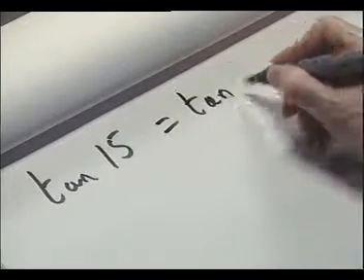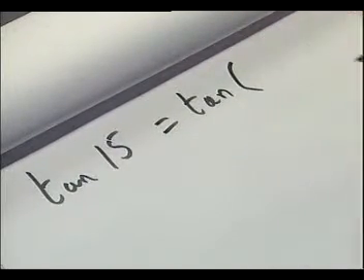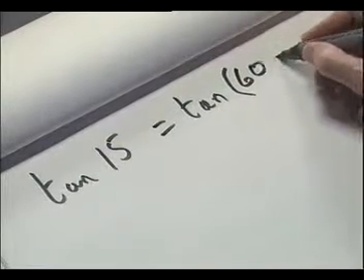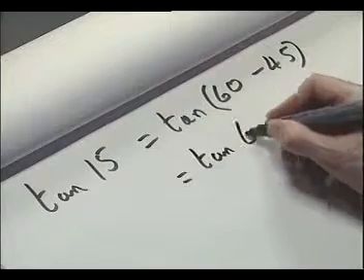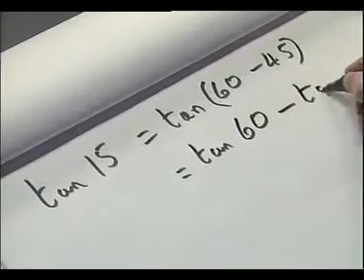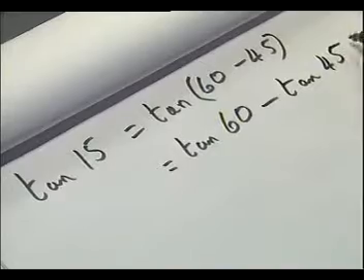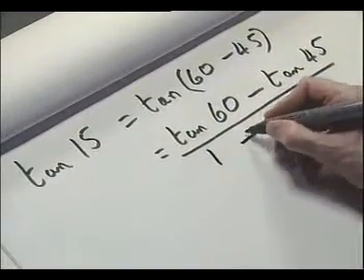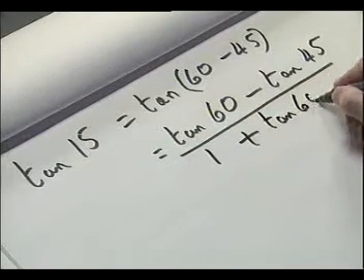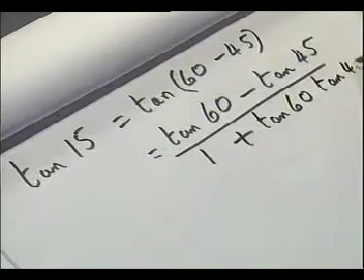And of course, one of the ways of doing this, but only one, is to do 60 minus 45. So that means that we need the addition formula that's to do with tangent and the one that's to do with the tan of a minus b. So this is tan 60 minus tan 45 over 1 plus tan 60 tan 45.